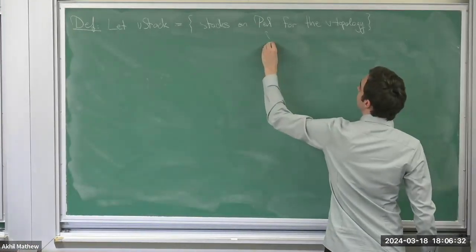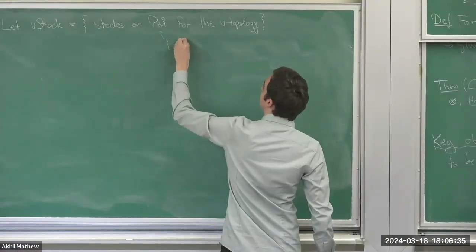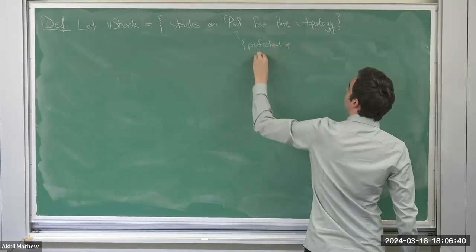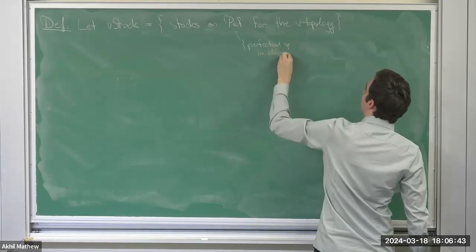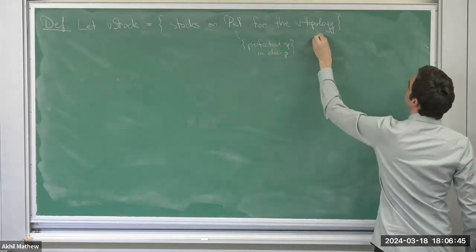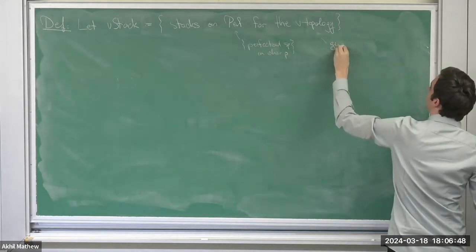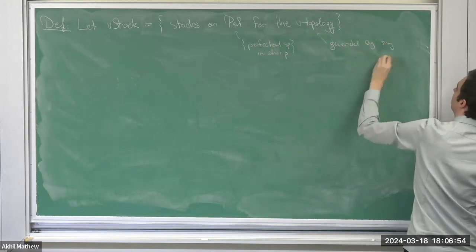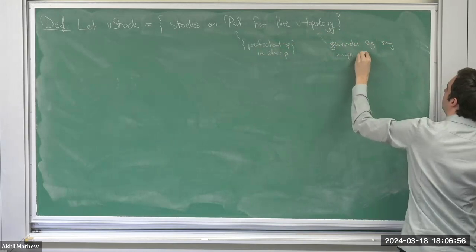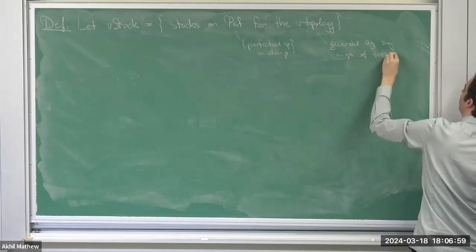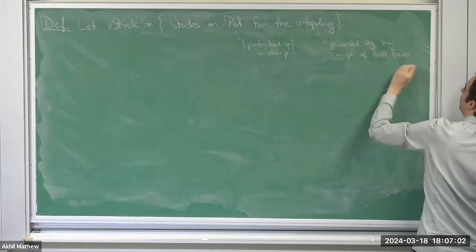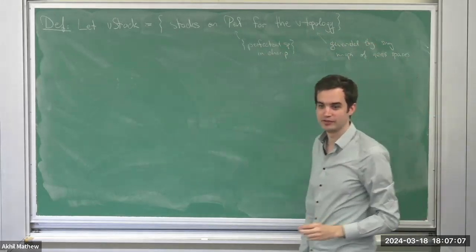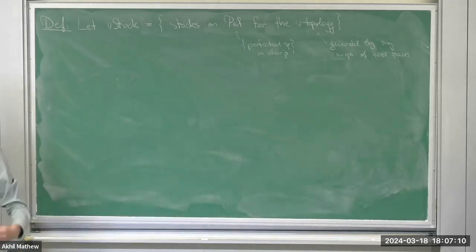So Perf is the category of perfectoid spaces in characteristic P. The topology is the one generated by just surjective maps of quasi-compact spaces. Okay, so it's essentially something like the FPQC topology, except that you drop the flatness hypothesis. It has some quasi-compactness assumption.